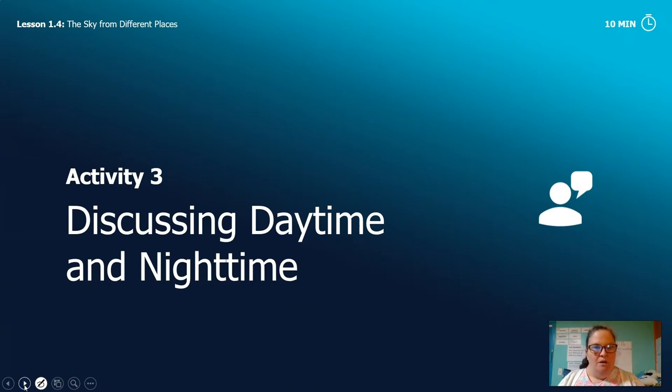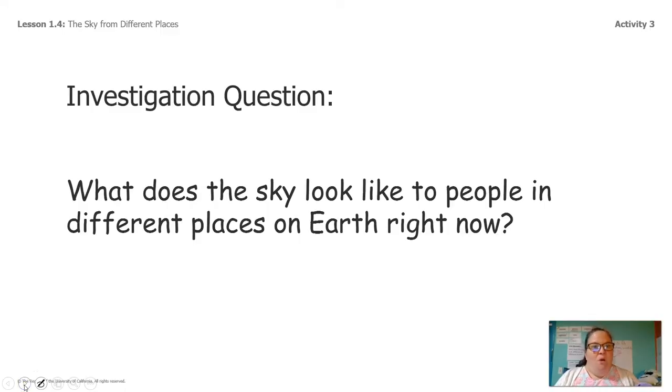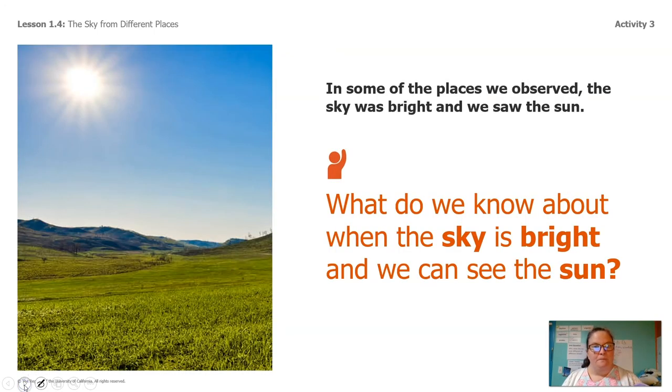All right, so now that we've made all of our recordings, we've recorded our information, let's talk a little bit about daytime and nighttime again. So what does the sky look like to people in different places on Earth right now? Well, we found out because we used our web cameras and looked. And you guys can actually go on the internet and look at other web cameras if you have an adult who can help you, and see other places on Earth that maybe you have a connection to. So in some of the places we saw a bright sky, right? What do we know about when the sky is bright and we can see the sun? What do we know?